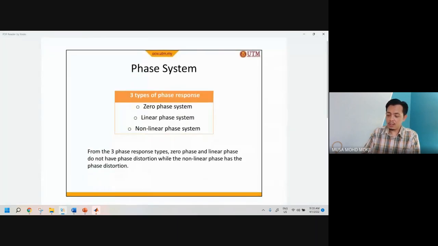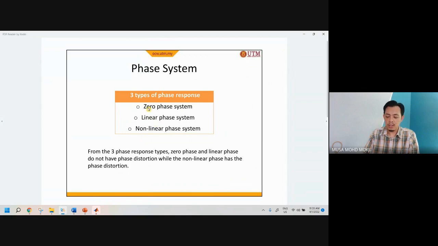So let's look at this first before we move to some examples. In phase systems, we already know that LTI systems are categorized into two. One is what we call FIR, finite impulse response, and the other is IIR, infinite impulse response. That's how we categorize the LTI system based on its impulse response. And this LTI system can be categorized into a phase system also. So we have three types of phase system. One is what we call zero phase, then linear phase, and then non-linear phase.